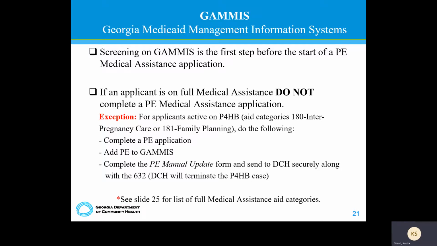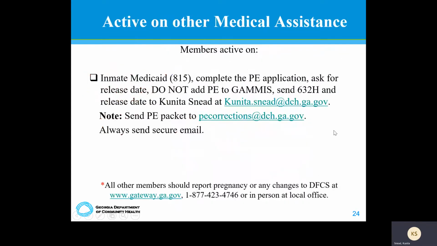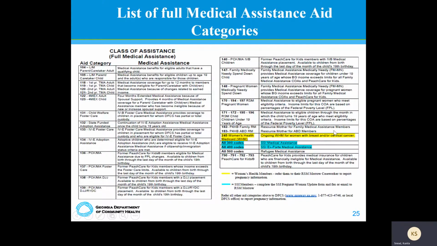They already have Medicaid. So you would just let them know you already have Medicaid. If you need to report any updates or any changes to your case, then you need to report that information to DFACS. So we're going to skip over to slide 25 for just a moment and come back. On slide 25, this is the whole list of full aid categories that someone can be active on. If you look in the system and it shows that they're active, it will give you what aid category they're active under.